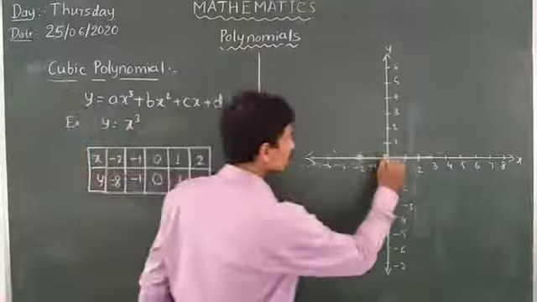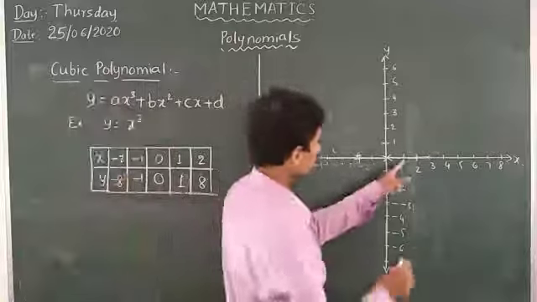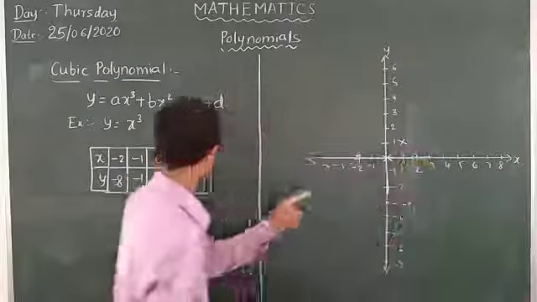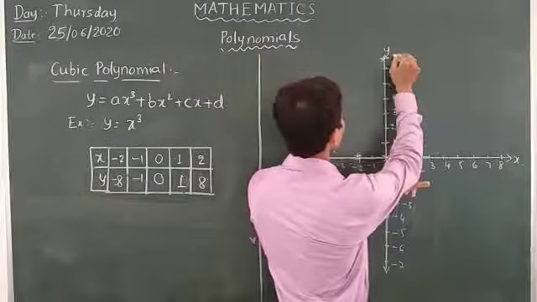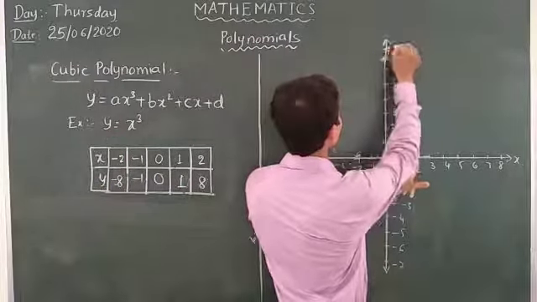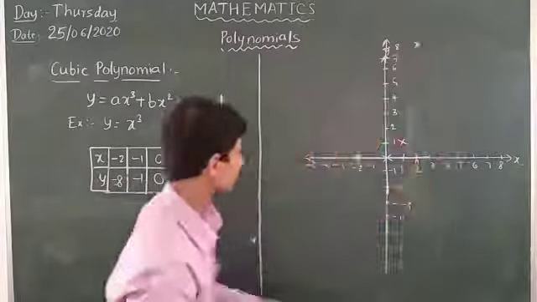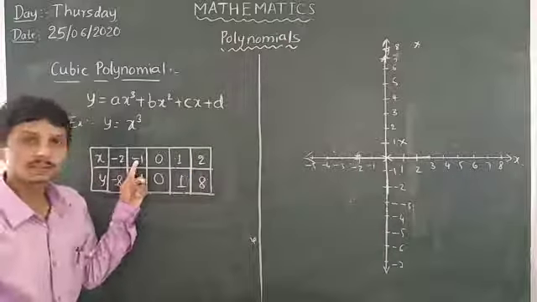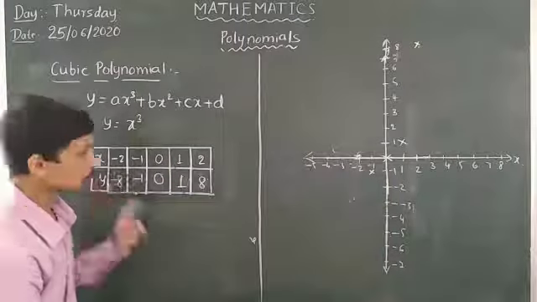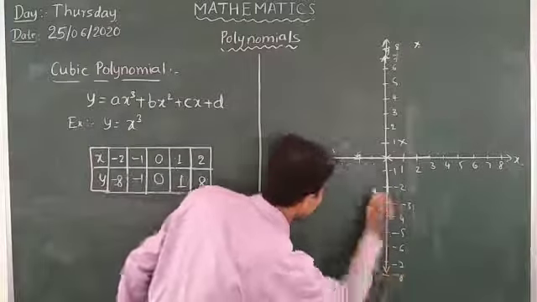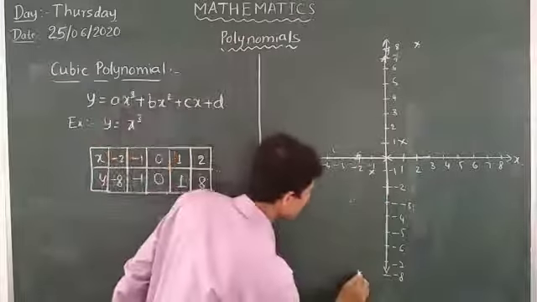So 0, 0 is here, and 1, 1 is here. Then 2, 8: 2, 8 means almost here, 7 and here 8, so it will be here. Then we have to plot minus 1, minus 1, and minus 1 is here, and minus 2, minus 8 means minus 8 is here. So we have to join the points.